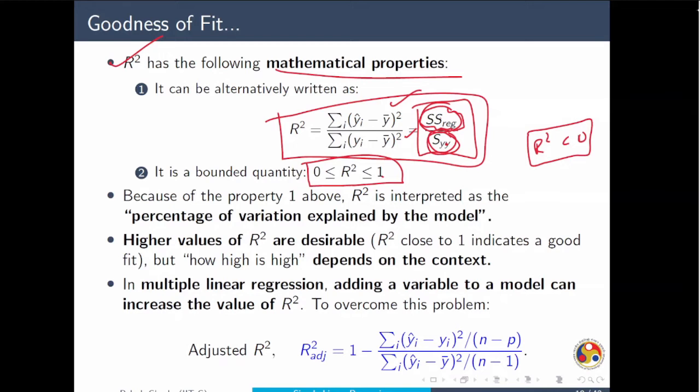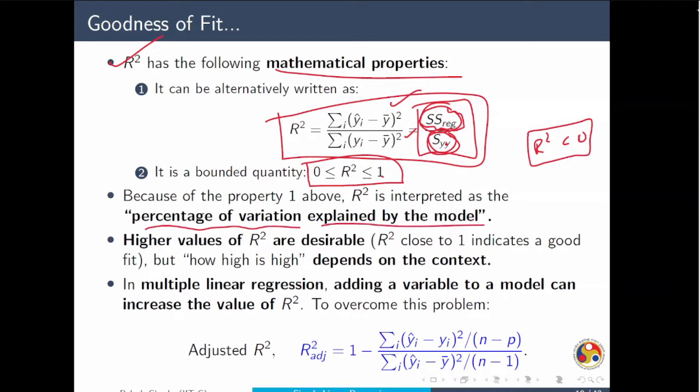If you search the internet, a lot of unauthorized sites claim that R square can be negative with some superficial examples. Those are not correct. Okay. So because of the above property, you can think of it as the percentage of variation explained by the model.